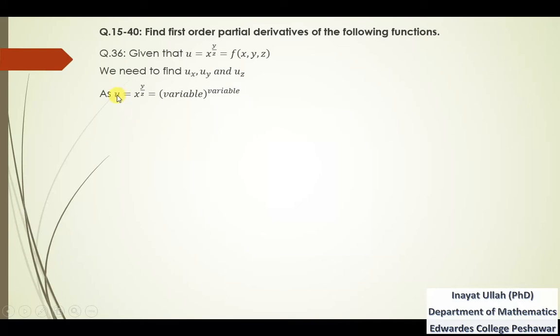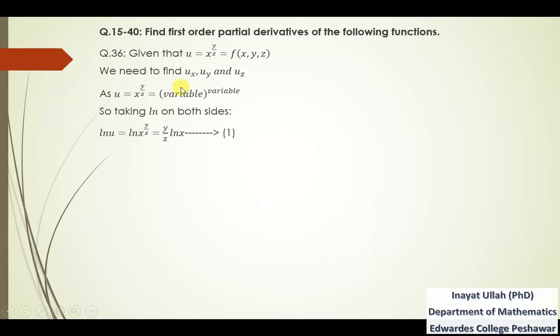As we see that u is a function of x, y, z, and u is in the form of variable to the power variable. Whenever this situation arises, we will take natural log on both sides. So taking natural log on both sides, natural log of u is equal to natural log of x to the power y by z. Now using the property of log, this power will be dropped down here, so y by z into log of x, that is equation number 1.